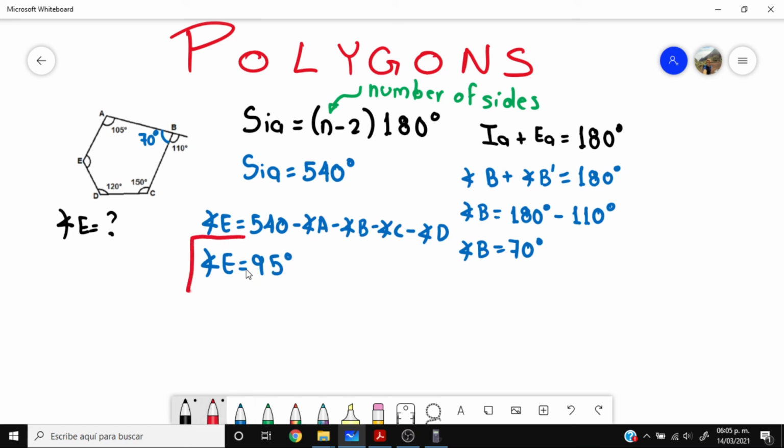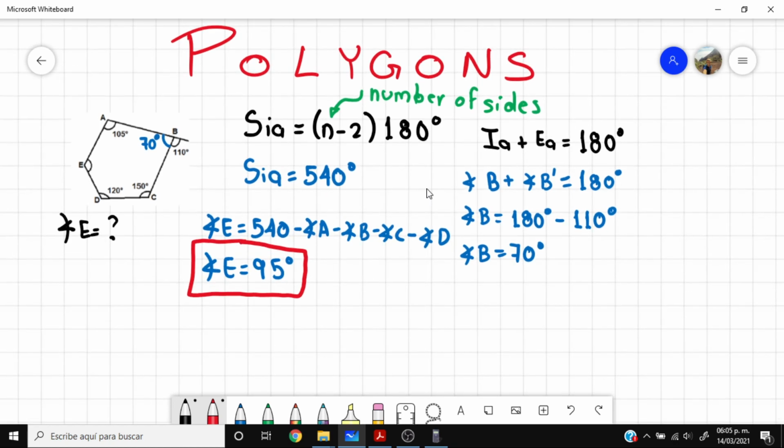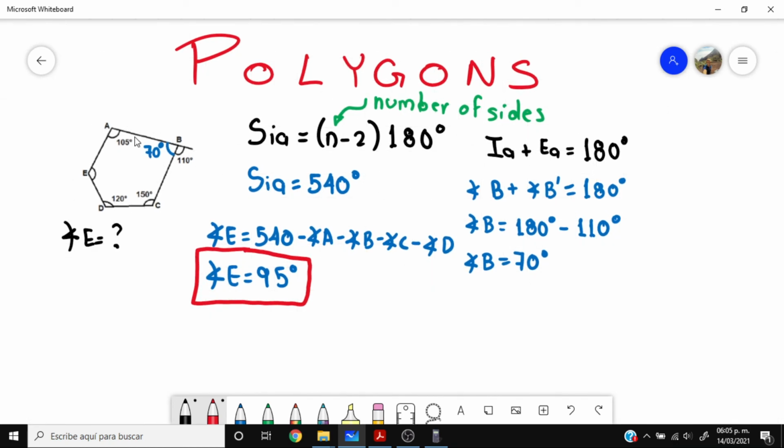And this is the answer. Now, it is important to mention that this polygon is not a regular polygon. How do we know that? Because in a regular polygon, all the sides and all the angles measure the same. I repeat, in a regular polygon, all the angles have the same measure, and of course, this doesn't happen in this case, but we can use this formula and this formula over here.